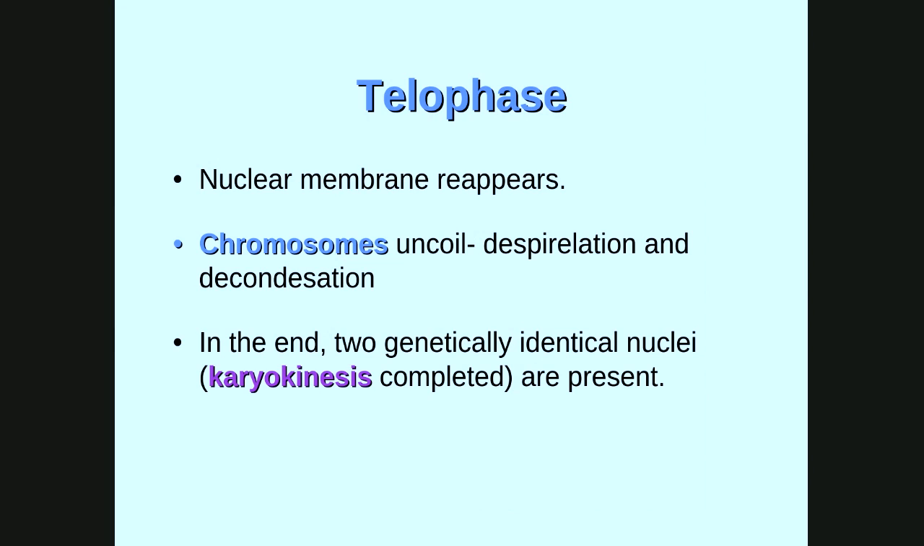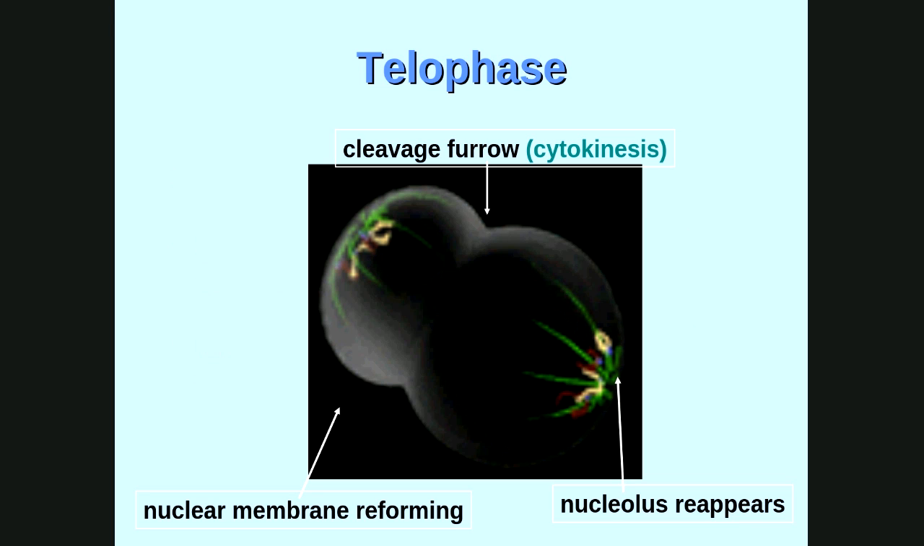Okay, so in the telophase stage, nuclear membranes reappear, chromosomes uncoil and decondense, and at the end, two genetically identical nuclei are present, karyokinesis completed. In the picture, you can see all the chromosomes presented here.